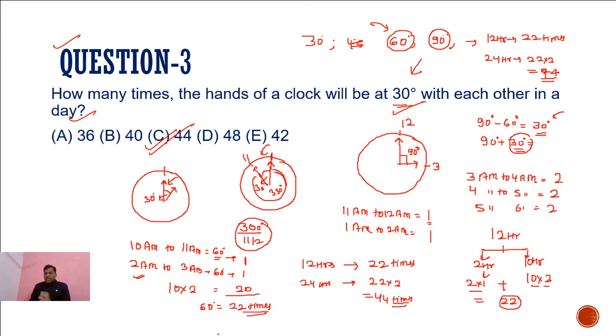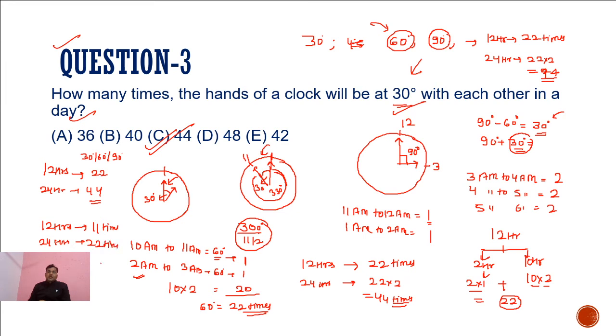So even if you talk about 90 degree, in a 12 hours period, all these angles, whether you talk about 30, 60 or 90, will be made 22 times. And in a 24 hours period, these angles will be made 44 times, right? The question might ask you how many times the angle of 180 degree will be made. In a 12 hours period, an angle of 180 degree will be made 11 times, right? So in a 24 hours period, the angle will be made 11 into 2, that is 22 times.